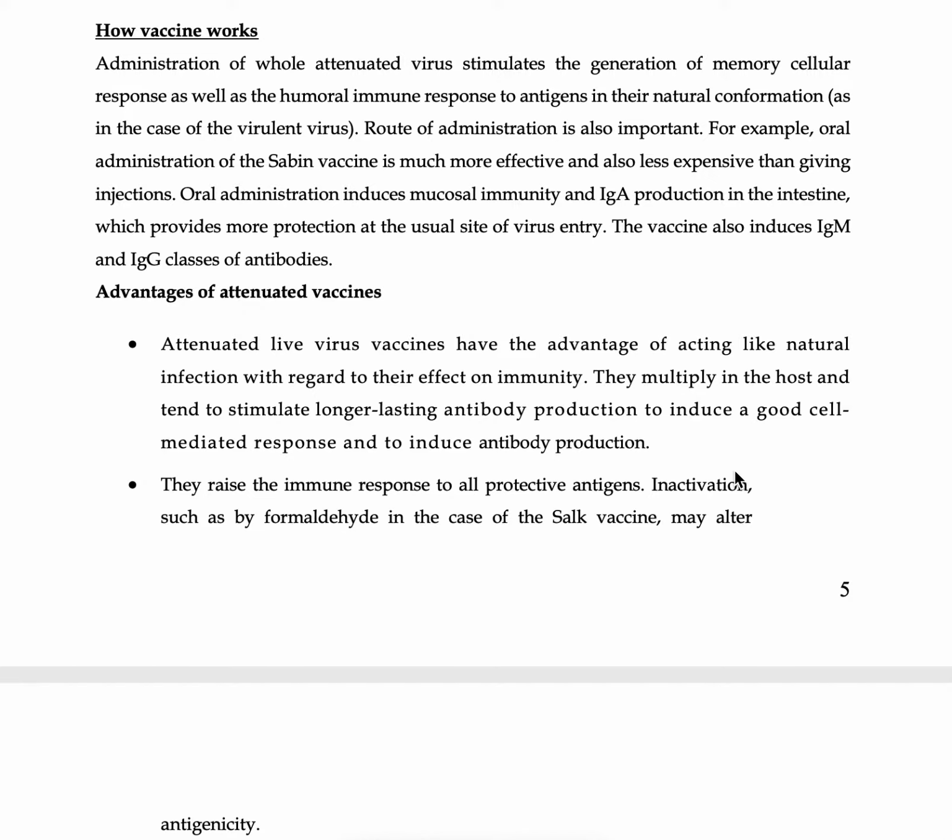Fourth part of attenuated vaccine, and in this part mainly we will learn about the advantages and disadvantages of live attenuated vaccine. So first, how does a live attenuated vaccine work? We use the whole organism as a live attenuated vaccine. This kind of vaccine stimulates both memory cellular response and also humoral immune response, in their natural conformation, because we are using the whole organism.